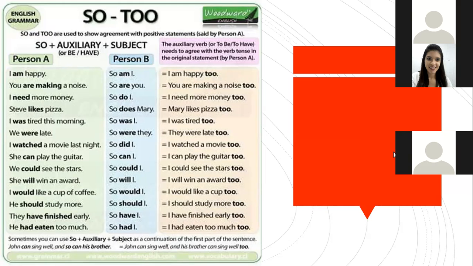Sorry, I watched a movie last night. So did I. Excellent. Very good. Norma, Araceli, she can play the guitar. Norma, no? Okay, no. So can I. Excellent, very good. All right.